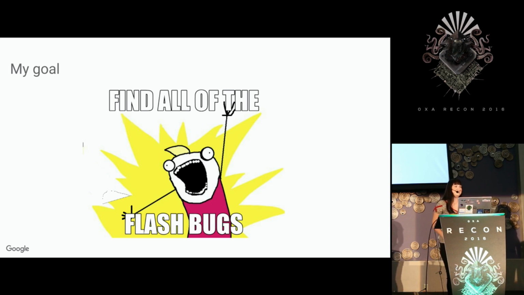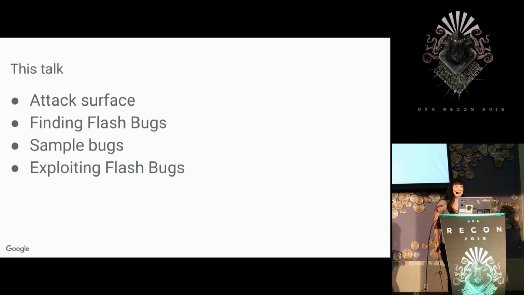What I really want to do is make Flash better. I want to find as many bugs as possible to reduce the bug density so it becomes harder to find bugs. And me and my team, we've also been working on Flash mitigations to make it more difficult to exploit Flash in the case that a bug does get found. So what will I talk about today? To start off, I'm going to do a quick overview of the attack surface of Flash for people that aren't familiar. And then I'm going to talk about how I find Flash bugs and give some sample bugs. And finally, I'll talk about the new mitigations in Flash and how to exploit Flash bugs and give an example of a Flash bug that I exploited.